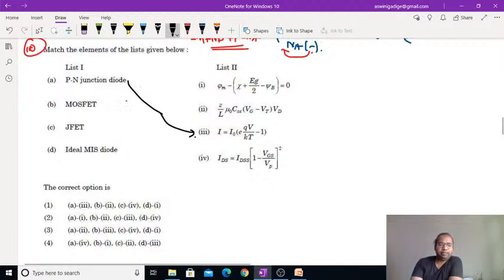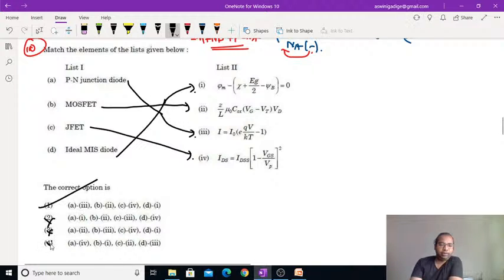Okay, that means A matches with 3. And MOSFET, this one, the MOSFET current we can take like this. Coming to the JFET, current can be taken as this one. And coming to the ideal diode, you can take it like this. So that means A is going to 3 in only one option. Okay, that means the first one is the correct one. Fine. The first option is the correct one.